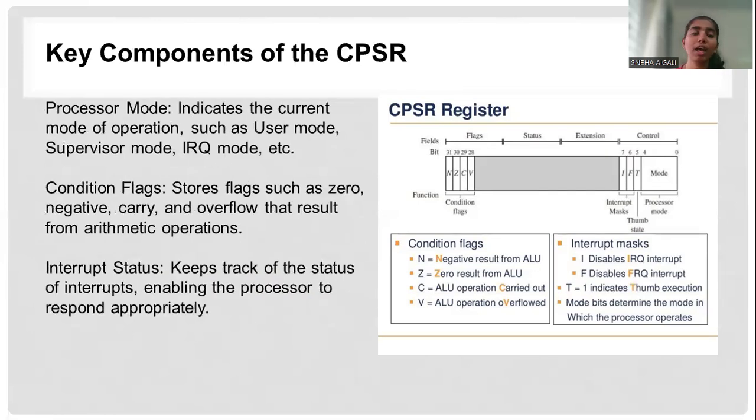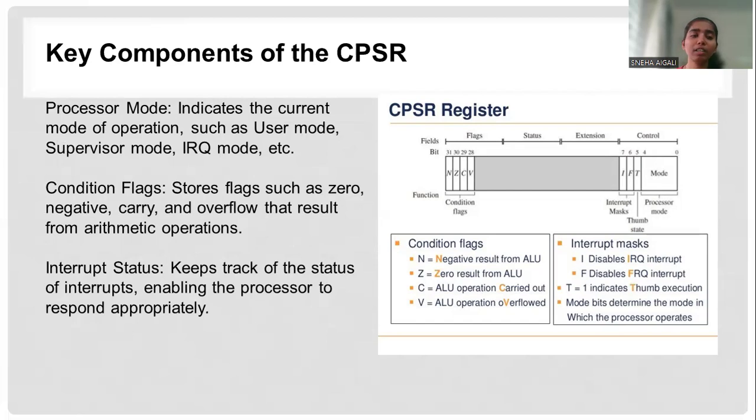Next we have the key components of CPSR. So what all are the key components? Some of them include the processor mode, conditional flags, and interrupt status. First, let us see about the processor mode. It indicates the current mode of the operation, such as if it is a user mode, if it is a supervisor mode, or an interrupt request mode, and so on.